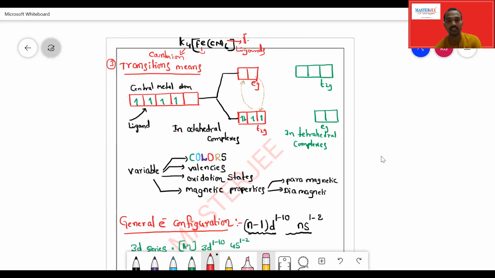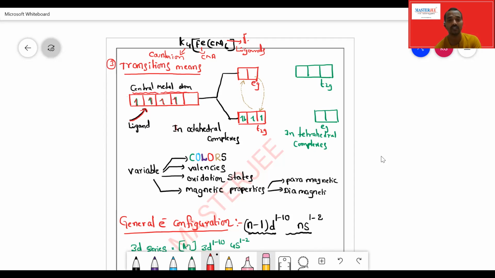Next, this is nothing but the central metal atom. For example, the central metal atom is here. Ligands are now approaching this central metal atom. The central metal atom has some d orbitals, and in them some electrons are present. These are the electrons. So d orbitals are always degenerate orbitals.